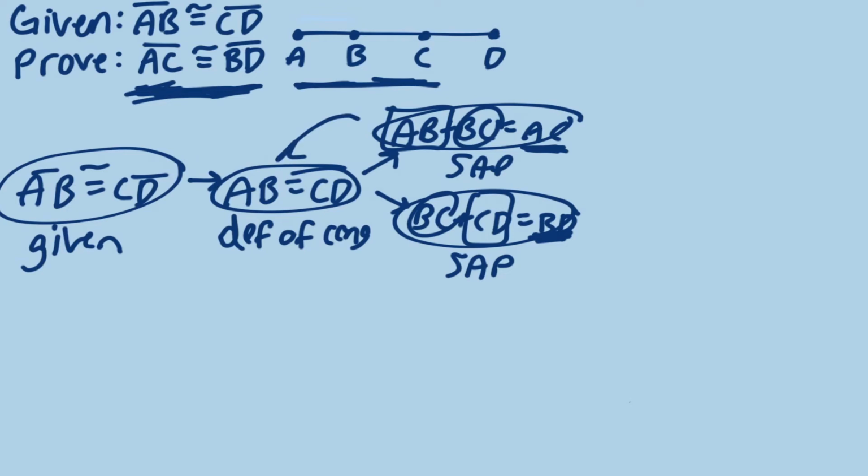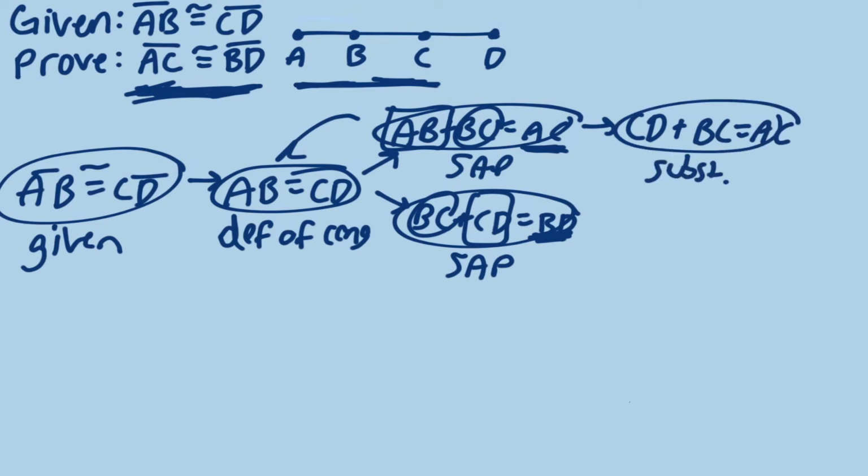We know that AB is congruent to CD. Their lengths are equal. So instead of AB, we can substitute CD. That was substitution. And now the left sides are the same. We have BC plus CD, CD plus BC. And if you want to rewrite that BC plus CD, just change the order, the commutative property. So now you see that the left sides are equal exactly.